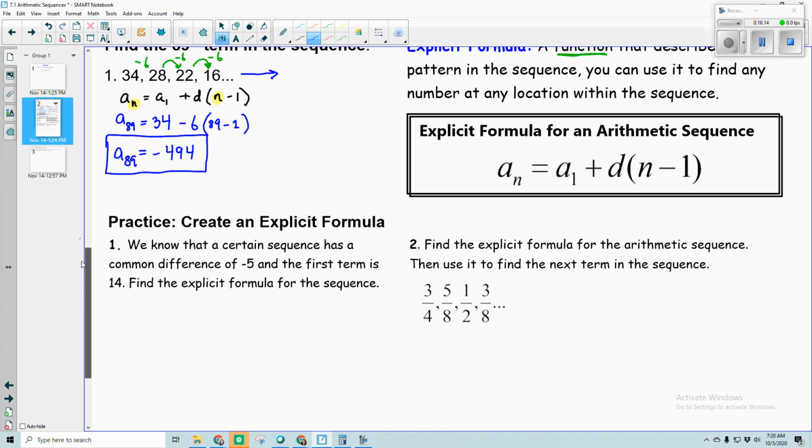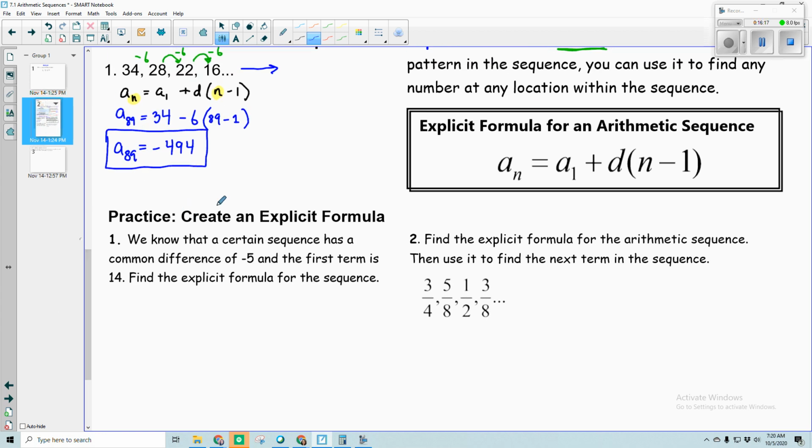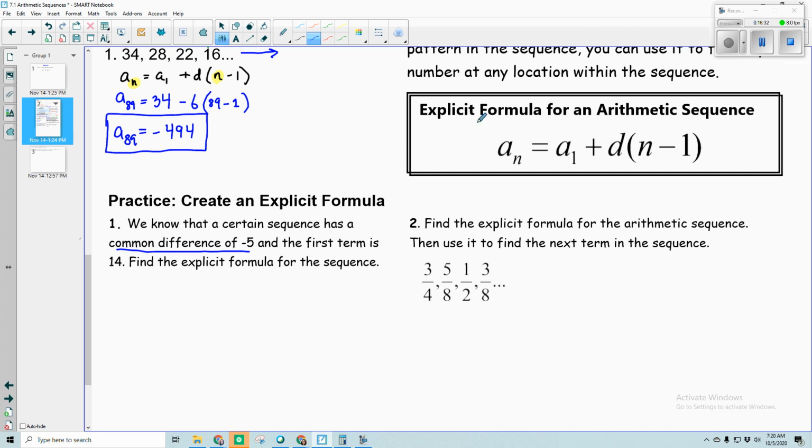Okay, so let's try out two more problems. We're going to create another explicit formula. Let's say we know that a certain sequence has a common difference of -5. Let me start translating this into something we can use for an explicit formula. A common difference of -5 means that d is -5, and the first term is 14, so a sub 1 is 14. Find the explicit formula for the sequence.